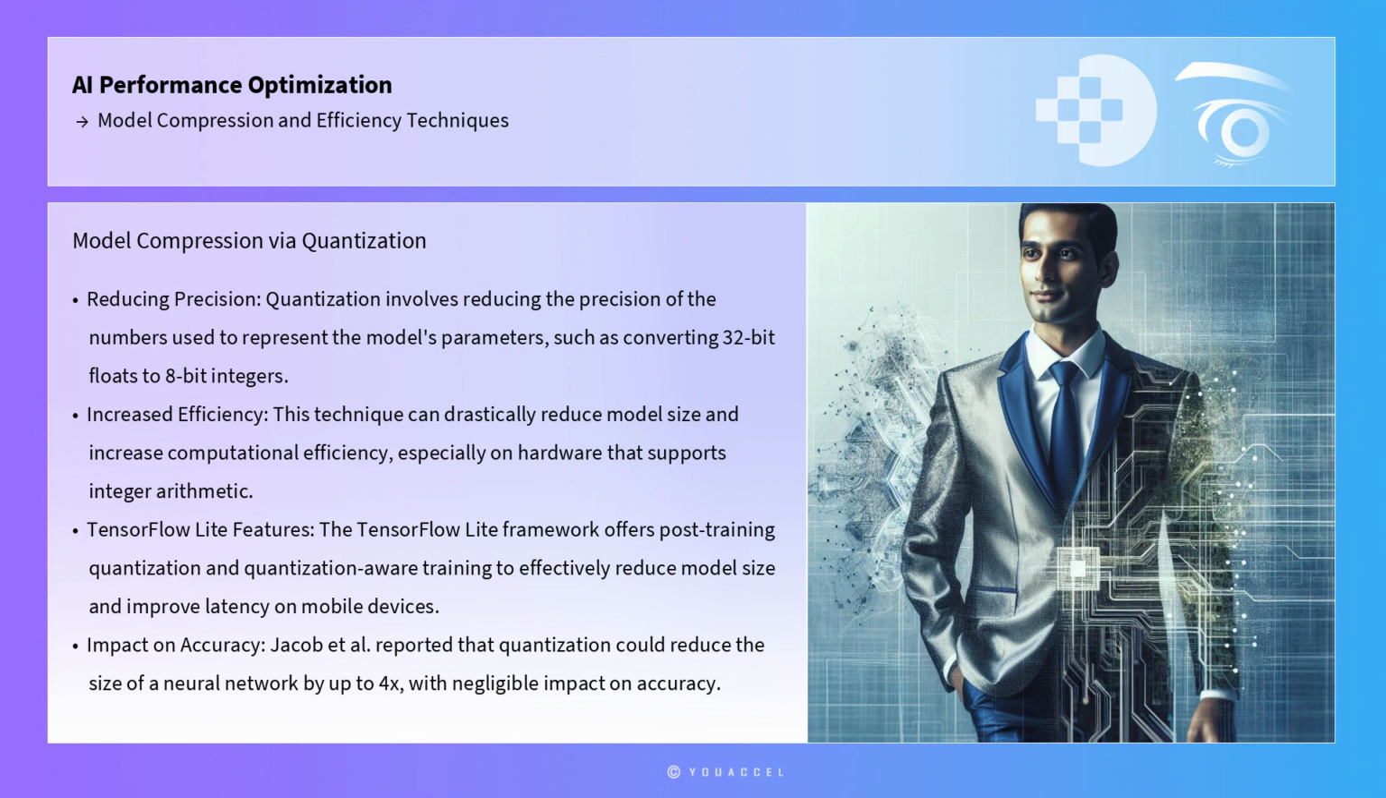Quantization is another powerful technique for model compression. It involves reducing the precision of the numbers used to represent the model's parameters. For example, converting 32-bit floating-point numbers to 8-bit integers can drastically reduce the model size and increase computational efficiency, especially on hardware that supports integer arithmetic.